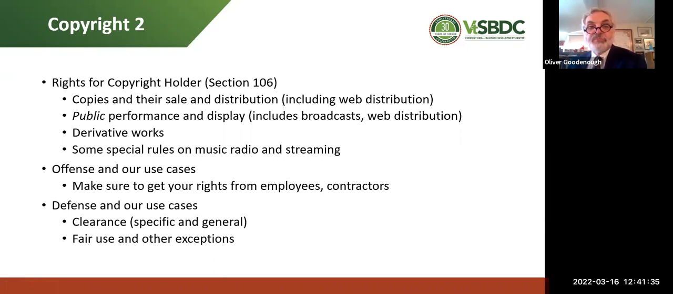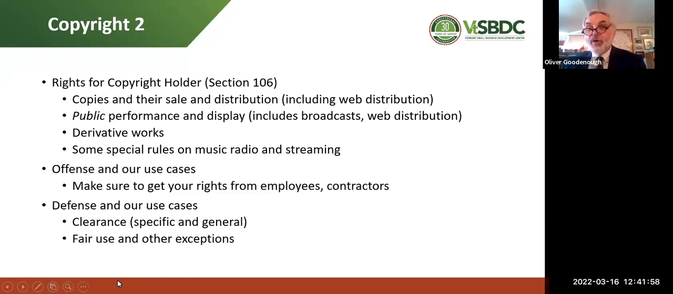There are also some special rules on music, radio, and streaming. The Copyright Act has a bunch of very technical special rules around some uses of media and some uses of music. Again, not a time to go into them now, but if you're in those businesses, just be aware that you're going to have some complexity around that. So, offense, our use cases.